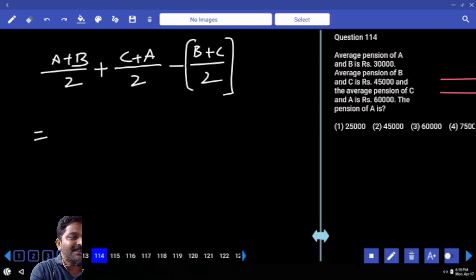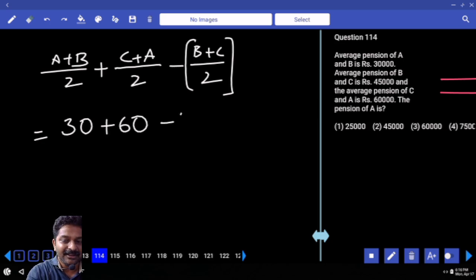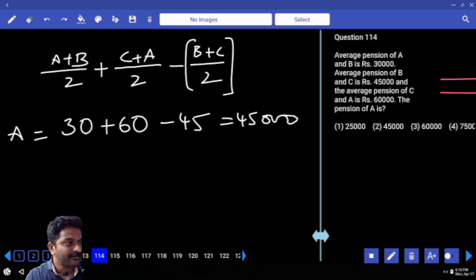Average of AB, 30,000. Average of AC, 60,000. Average of BC, 45,000. That is the direct A value, which is 45,000. Need not convert into sum. Got the point?